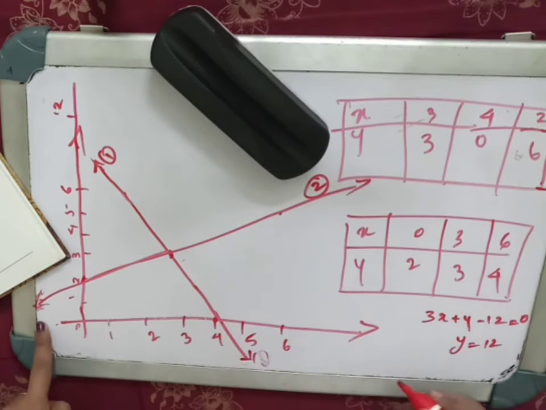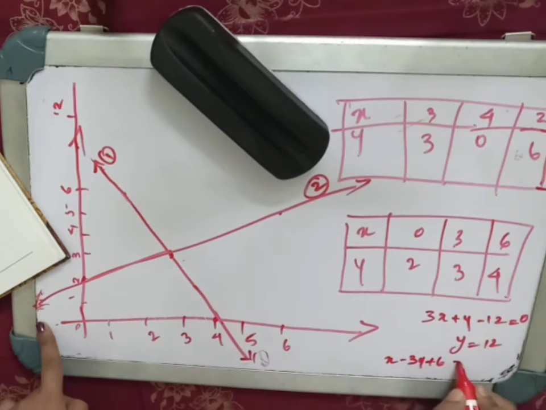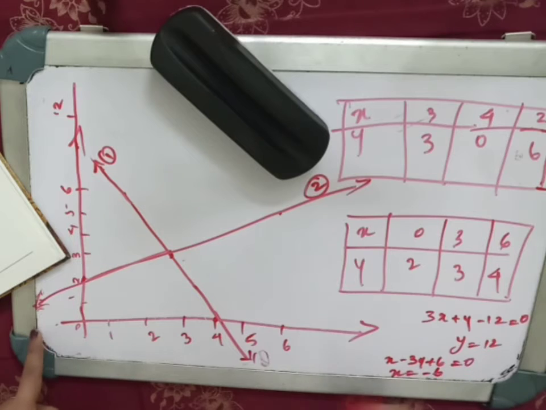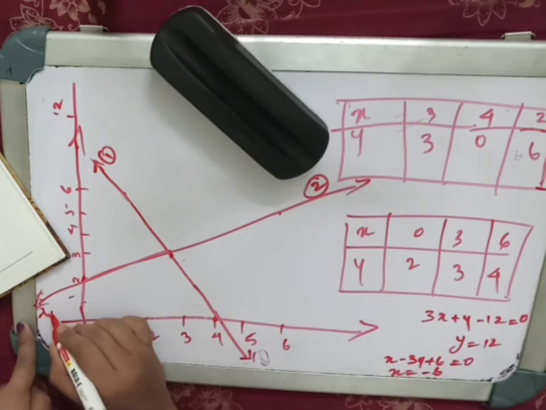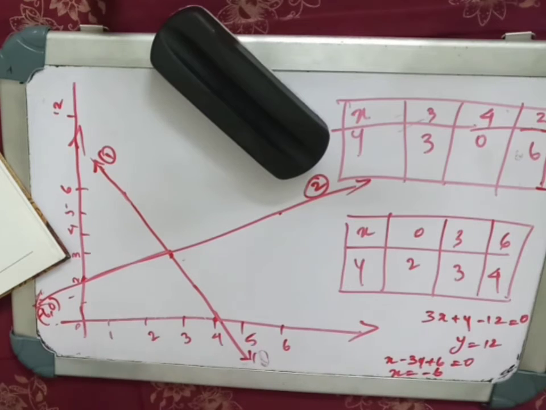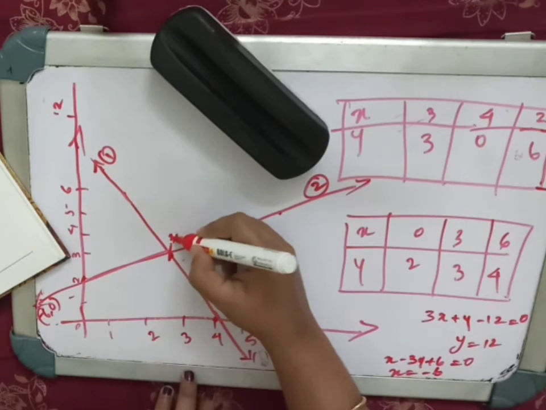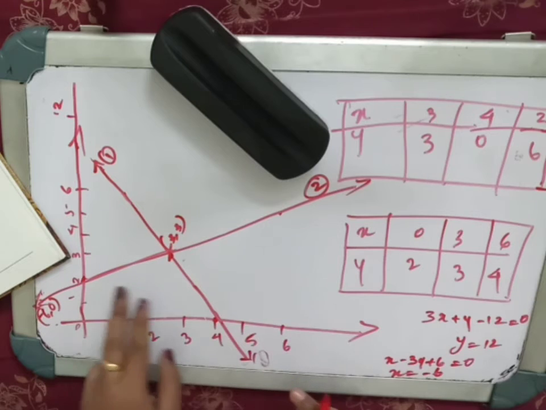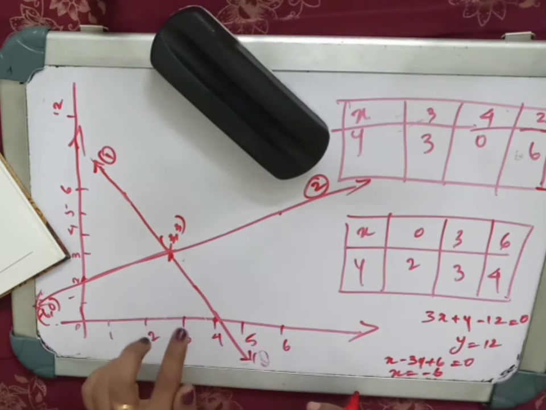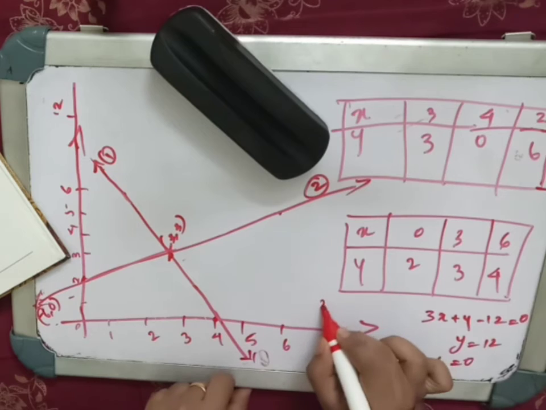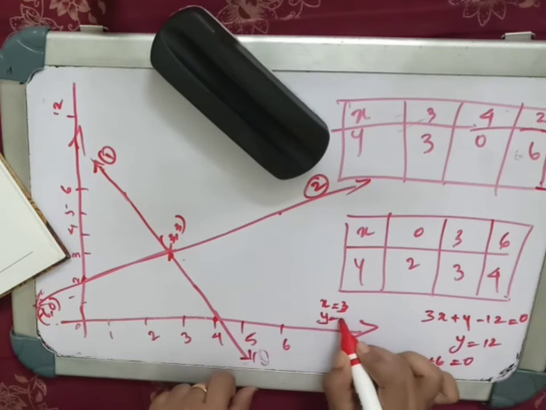is cutting the x-axis. So what is the value of x for y is equal to 0 in the second equation? x minus 3y plus 6 is equal to 0. So we get, when y is equal to 0, x will be equal to minus 6. So the second line will be cutting the x-axis at minus 6. Okay, so this is our graphical representation of equations, and the solution will be 3, 3. That is, since these two lines are intersecting at a single point, it will have a unique solution, and that solution is x is equal to 3 and y is equal to 3.